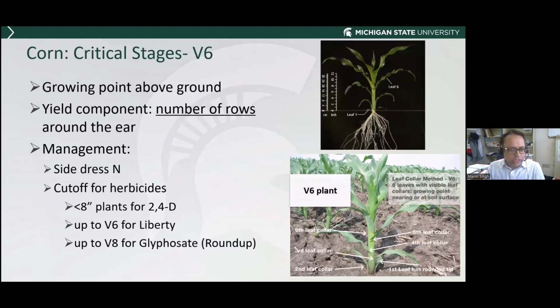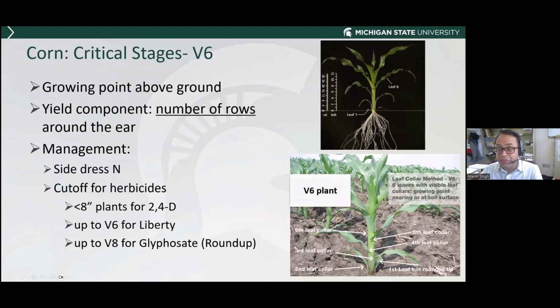And this stage is also a cutoff for a couple of herbicides. You can see 2,4-D is for plants less than 8 inches, which is probably a V3, V4 plant, up to V6 for Liberty, and up to V8 for glyphosate herbicides. And V8 is a little bit hard to determine just by counting the number of collars, because as you all probably know, by that stage, we are already starting to lose a couple of these bottom leaves.